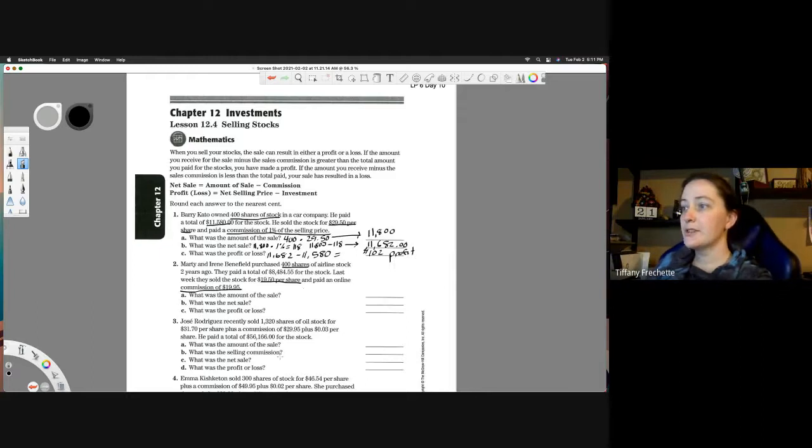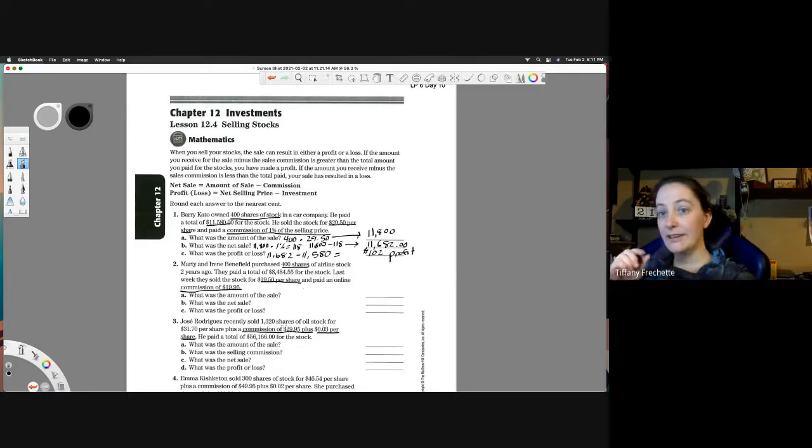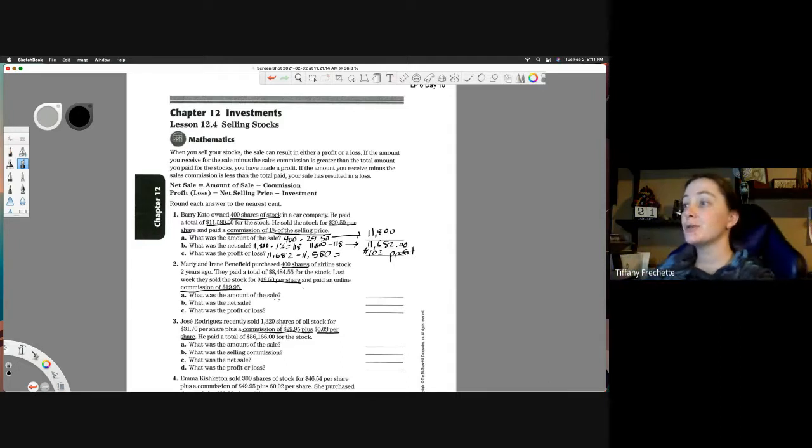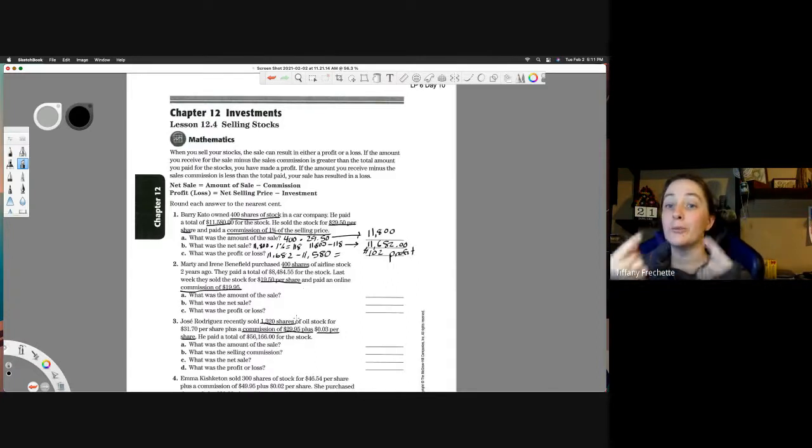Number 3, so the only thing different on number 3 is it does have this $29.95 for the commission, but then it also has 3 cents per share. So it's $29.95 no matter what. And then for every share you sell, you also pay another 3 cents. So you need to make sure you do 3 cents times the number of shares we're selling and add $29.95 to that. That's the total commission.